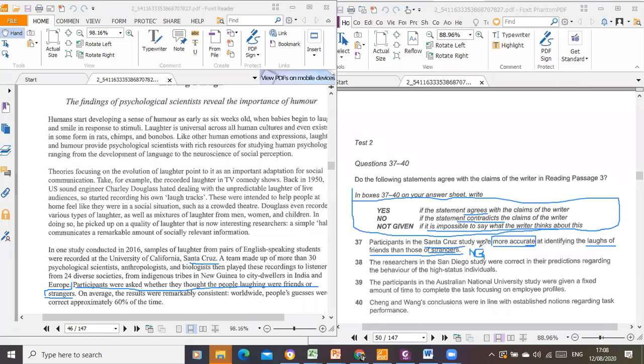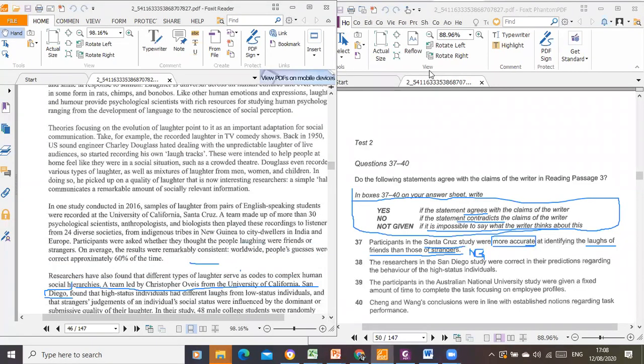This statement was not given. The writer never mentioned anything like this. It doesn't concern me. It's not a question of whether it is true or false or yes or no. This is absolutely not given. Okay? All right, so now, don't forget the rule again.